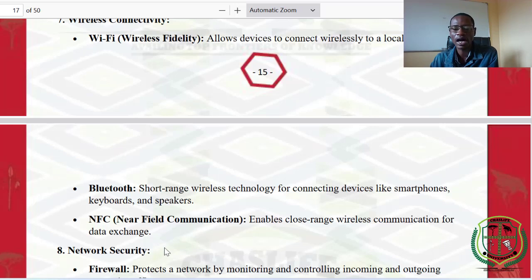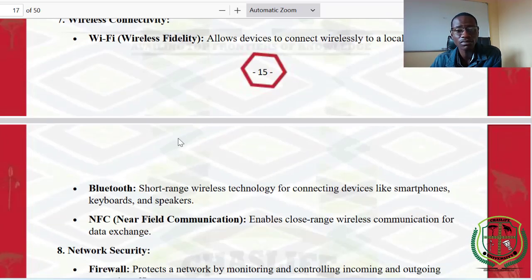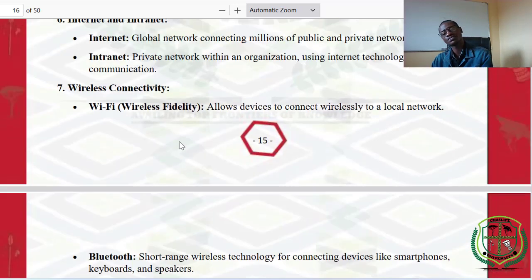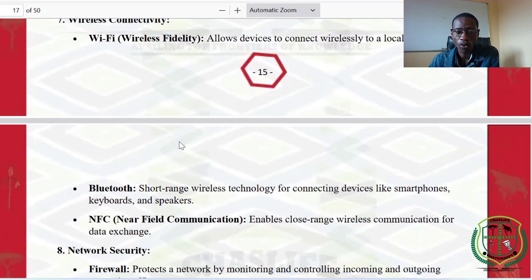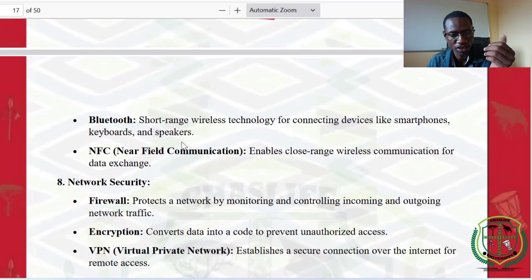So these are platforms of wireless connectivity. Wireless connectivity means there's no cable that connects one device to the other. That's why it's called wireless connectivity.